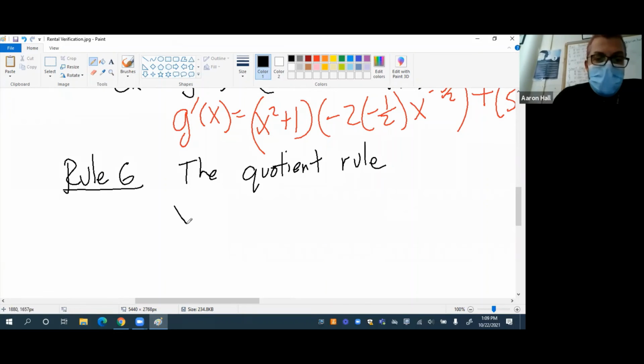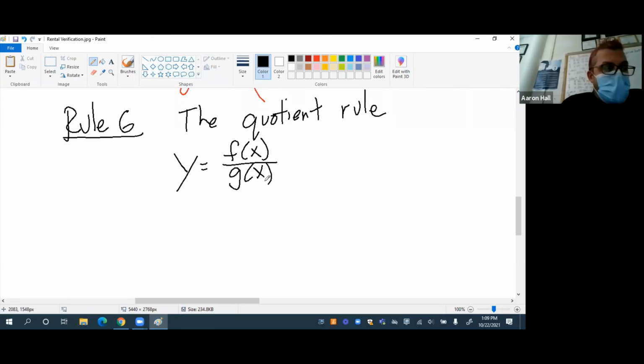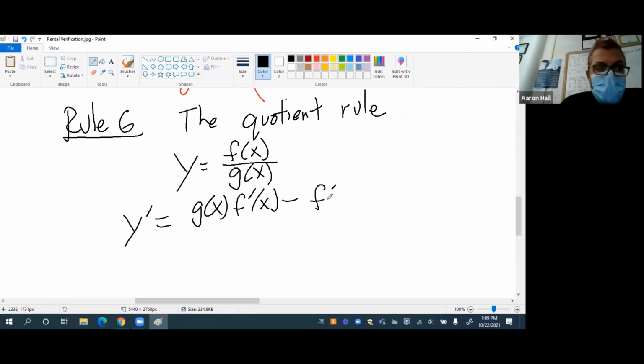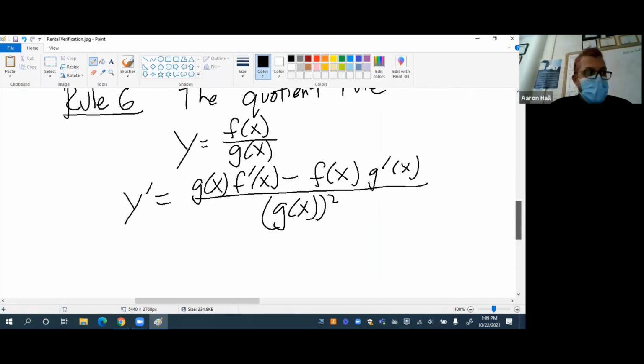If I have a function y equals f of x divided by g of x, implied by the quotient rule, then when I take the derivative of this, it is going to be g, the denominator, times the derivative of the numerator, minus the numerator times the derivative of the denominator, over the denominator squared. That looks really ugly, but there is a shortcut to memorize this.